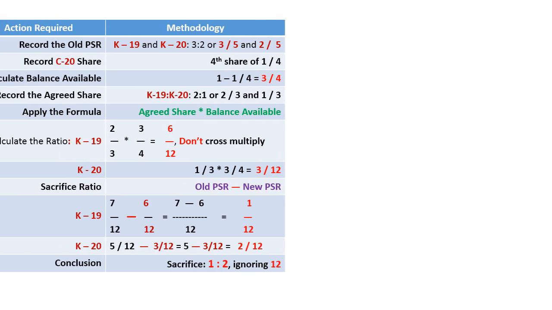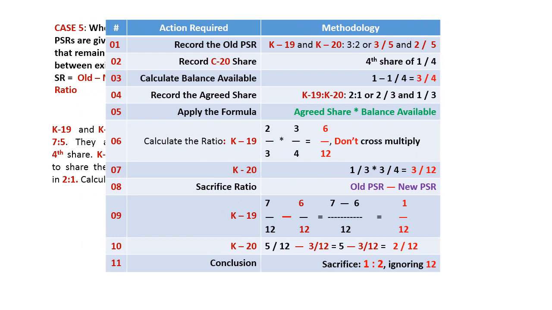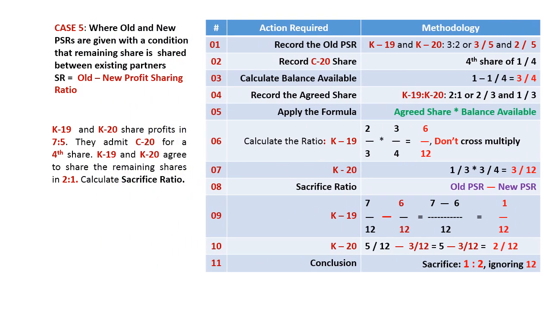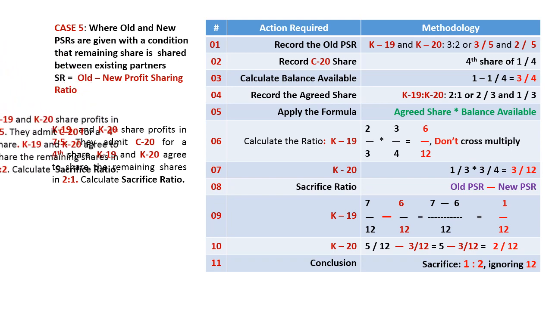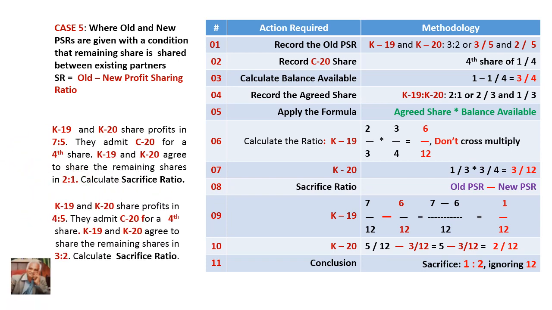Again, action required methodology. Record the whole profit sharing ratio between K19 and K20. Record C20 share, that is 1/4. Calculate the balance available, as you know. Record the agreed shares, that is K19 and K20, 2/3 and 1/3. Apply the formula, agreed shares into balance available. Calculate the ratio. K19 it is 6 by 12, K20 it is 3 by 12.